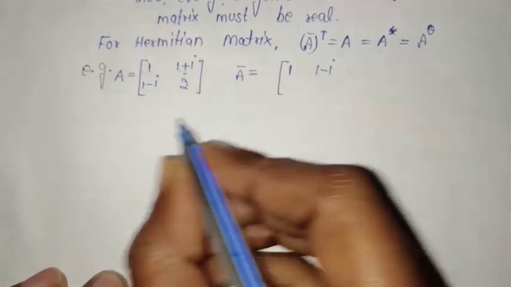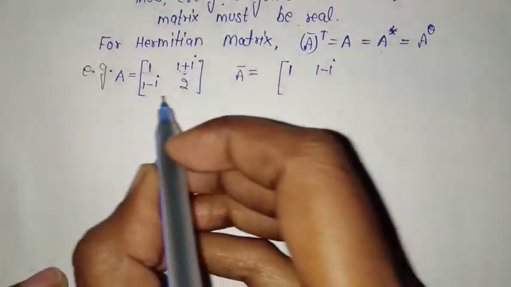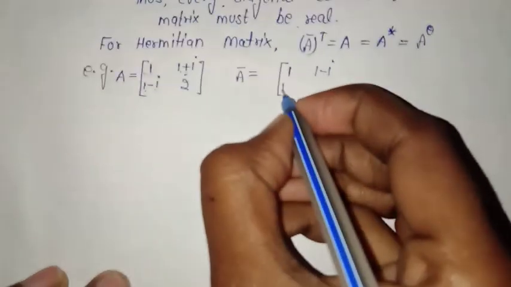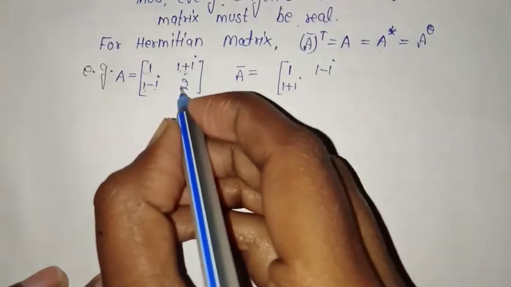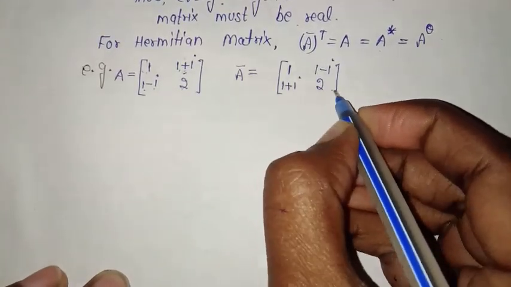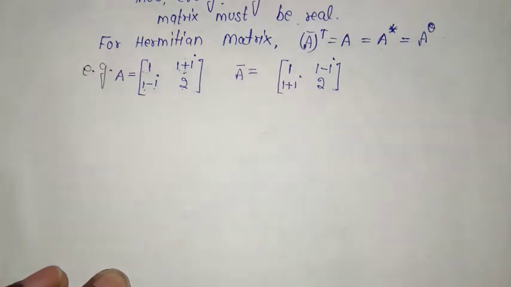We will discuss it in complex analysis. Now for 1 minus i, the conjugate becomes 1 plus i, and 2 is a real number, so its conjugate will be the number itself. So the conjugate is as follows.